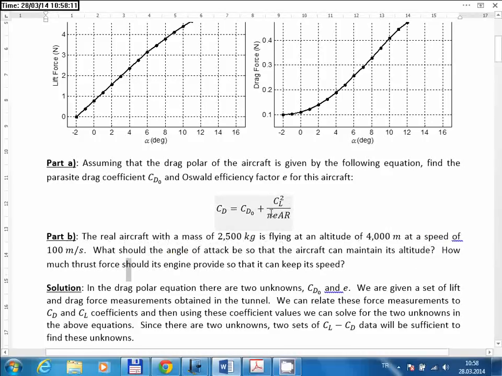Okay, so we should find the necessary lift coefficient for this case. We know the weight, and the lift force created should be equal to this weight value, so that there will be no vertical acceleration.